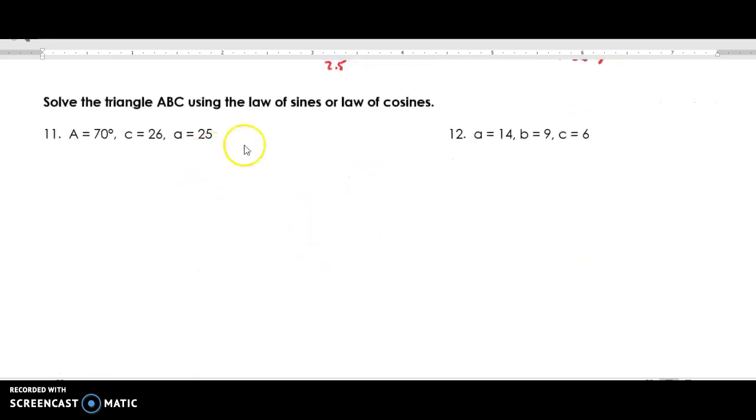Number 11, when we go to use law of sines to complete this, we have angle A, which is 70 degrees. You have B and you have C. We know little c is going to be 26, little a is 25. So the first thing we're going to do is the sine of 70 over 25 is equal to the sine of c over 26.